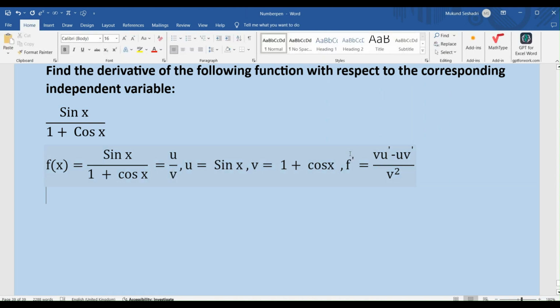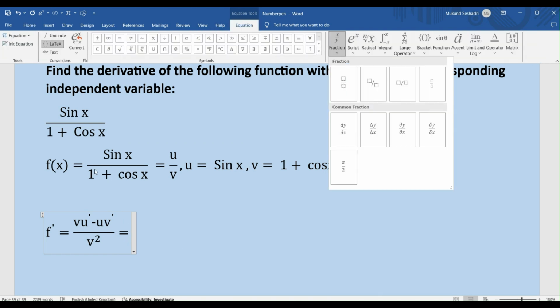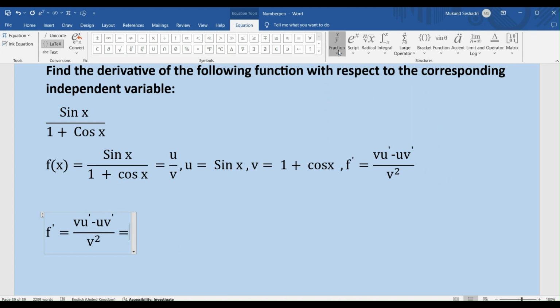And I'm going to move to the next line. My f dashed is vu dashed minus uv dashed divided by v square, right? And my v is 1 plus cos x. So let's do a substitution of that particular expression. So I'm going to write the denominator now. It's nothing but 1 plus cos x whole square, right? And then I have my vu dashed minus uv dashed in the numerator, right?